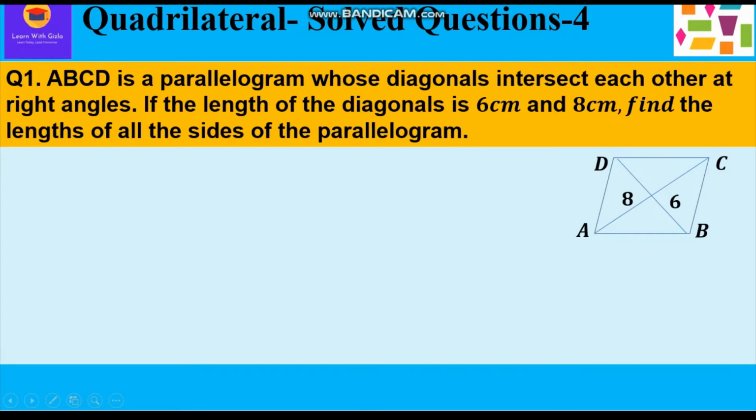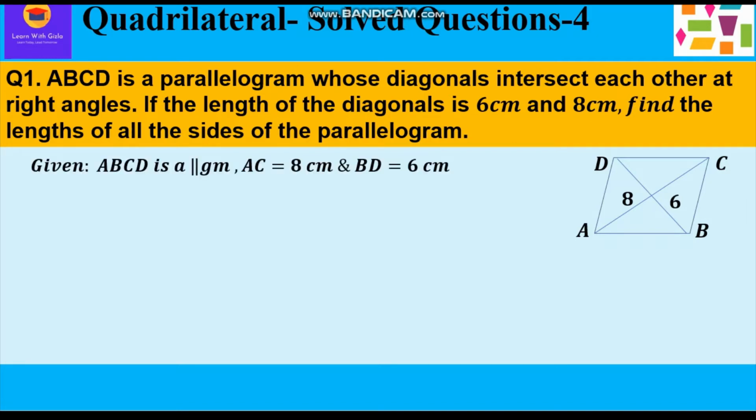So the first question is, ABCD is a parallelogram whose diagonals intersect each other at right angles. If the length of the diagonals is 6 cm and 8 cm, find the length of all the sides of the parallelogram. So given to us in this question is ABCD is a parallelogram where AC the diagonal is 8 cm and BD the diagonal is 6 cm, and they are both intersecting each other at right angles, and we have to find the sides of the parallelogram. Now let's start with the solution.